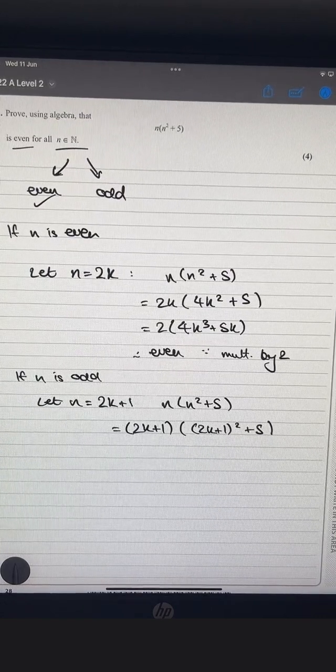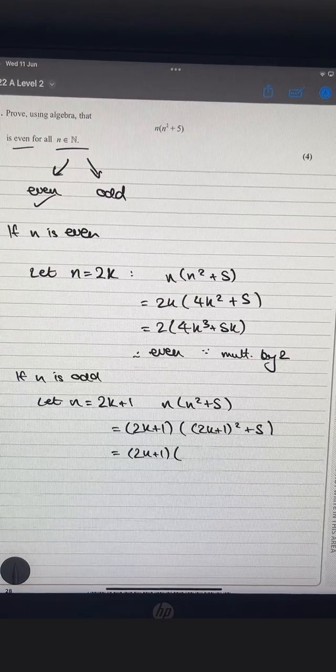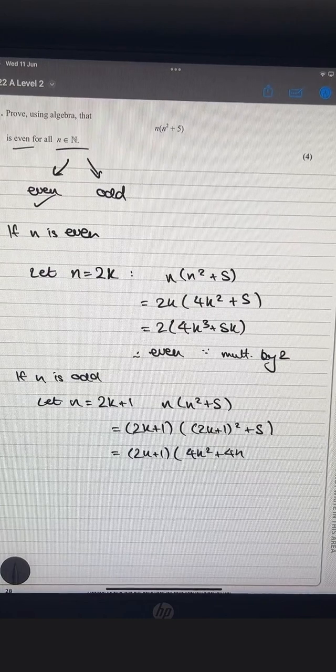And if I just expand out, I have 2k plus 1. And this is going to be 4k squared plus 4k plus 1 plus 5, which is plus 6. Sorry, my k's look a bit weird. I apologize, it's one of my faults. So now I need to prove this thing is even.